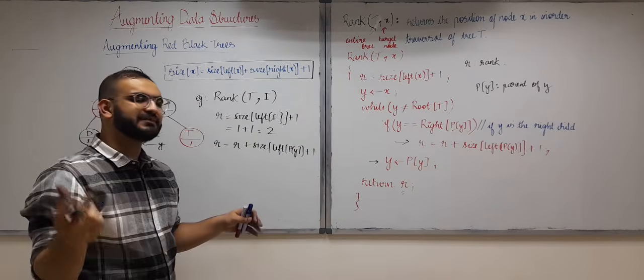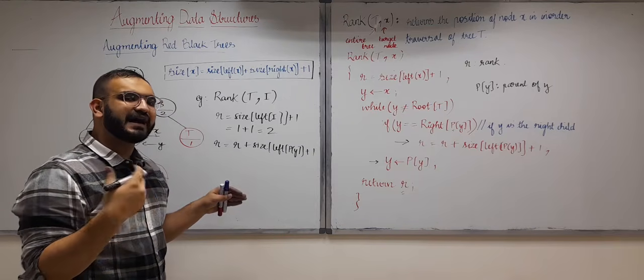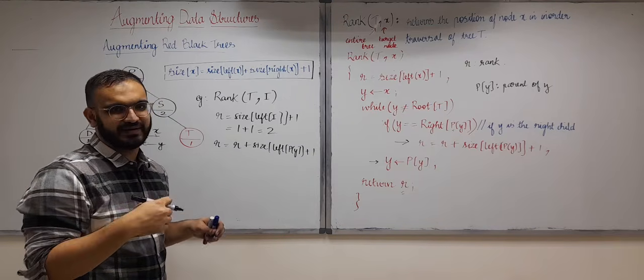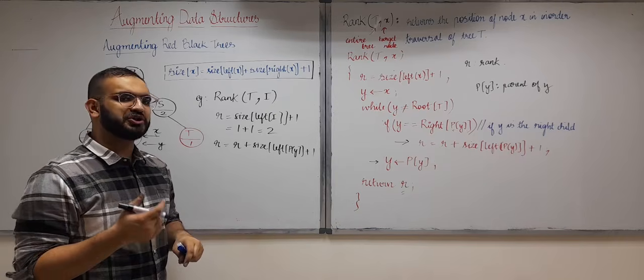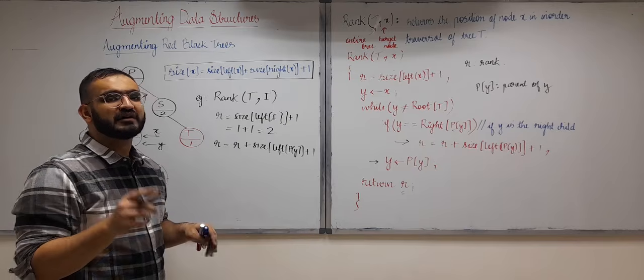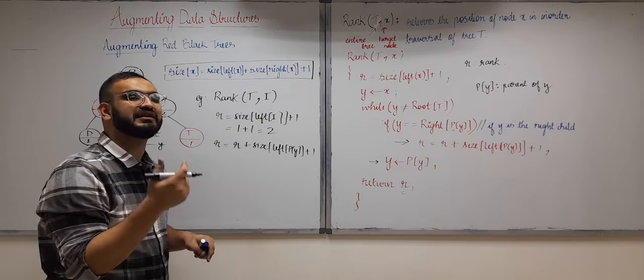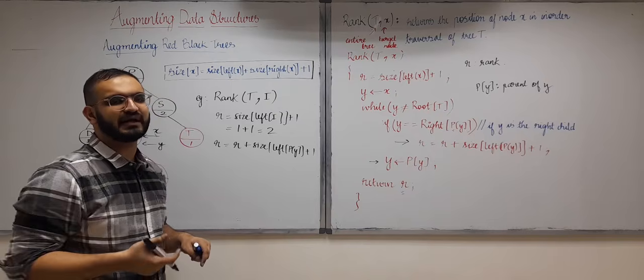So I want you to tell me in the comments that why are we performing this step when y is the right child of its parent. Through a little bit of intuition, you can understand that why are we performing this step only when y is the right child of its parent. Why not when y is the left child of its parent? Please write it down in the comments.